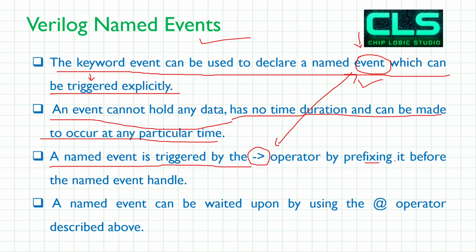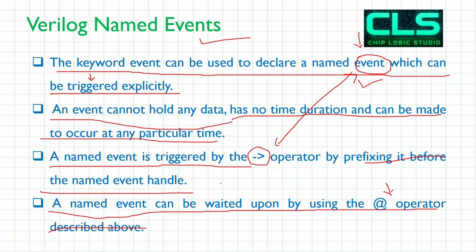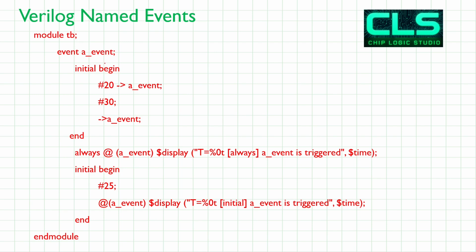We are using both simultaneously by prefixing it before the named event. So we will see in the next slide. A named event can be waited upon by using the @ operator described above. So we can also use @, and waited means you can also use the wait keyword. So how are we using this? Simple, we are taking this event keyword and using it as a keyword. So at 20 delay, inter delay, we are executing this event. Now executing means we are triggering this event.